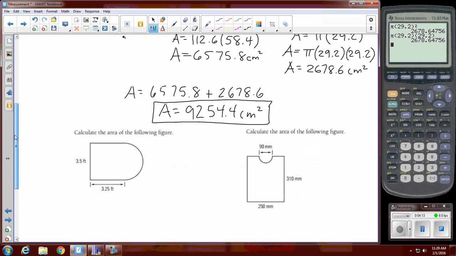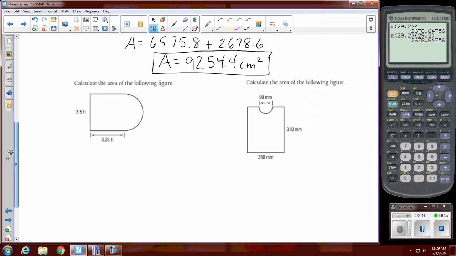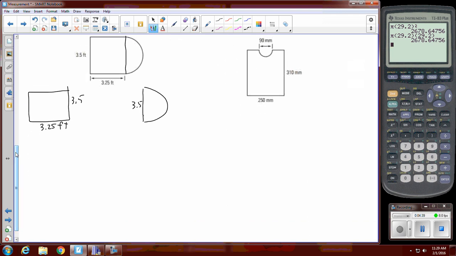The next example is quite similar. It's actually just half of that racetrack looking shape we just did. And if I look, I can cut this into two shapes. I have a rectangle that's 3.5 by 3.25 feet. And then I have a semicircle, which is half of a circle, and it's 3.5 feet for a diameter. So we'll look at how we can find these two areas again, and we'll simply add them up.